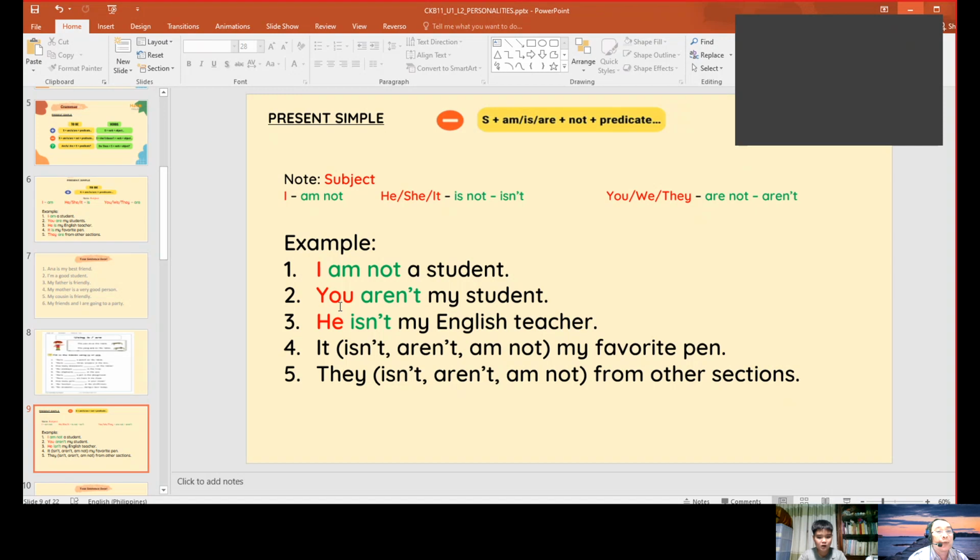Then the second sentence? You aren't my student. So why is it aren't? Because it's the short form of are not. And the subject is? You. Very good. So the subject is you, therefore following after the you would be are not, and the short form or the contracted form is aren't. Okay, very good.